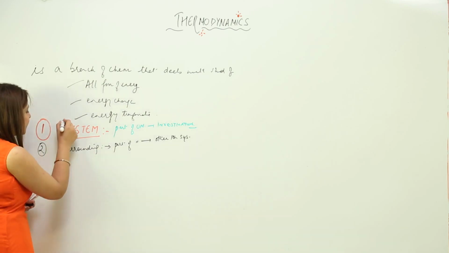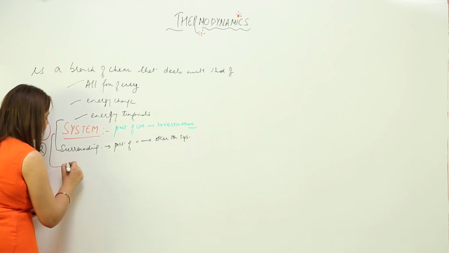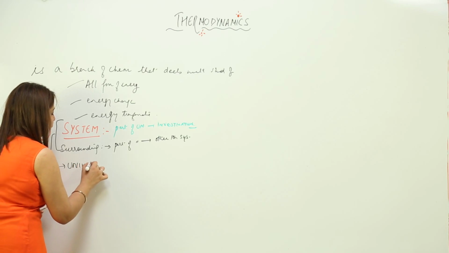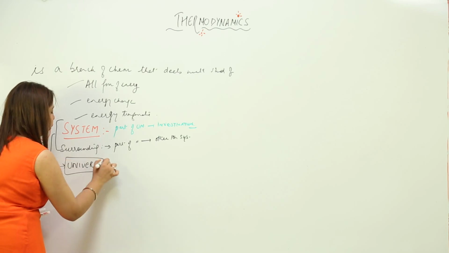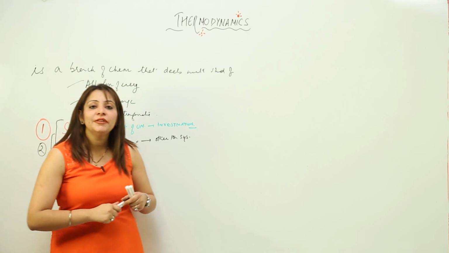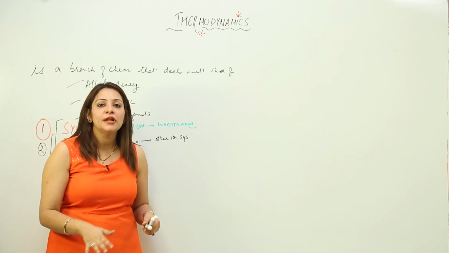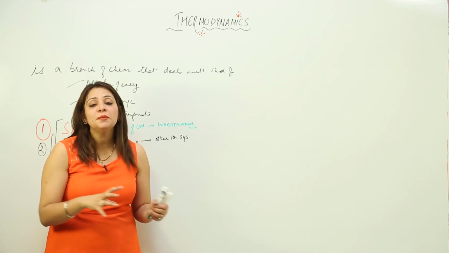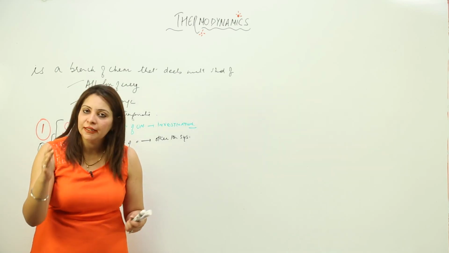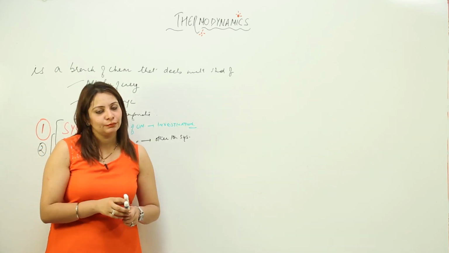And you know, system and surrounding, when they combine, give rise to the universe. So the components of the universe are two: the system, which is under investigation, and the surrounding, which is everything left behind apart from the system. So system plus surrounding makes the universe.